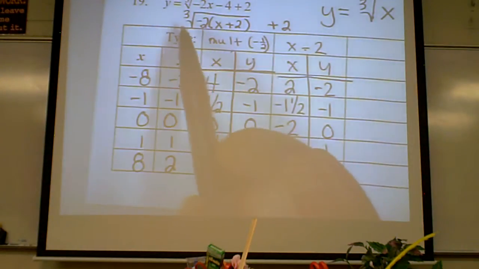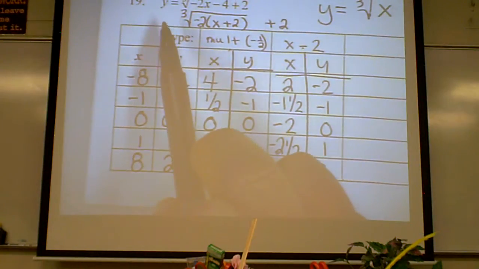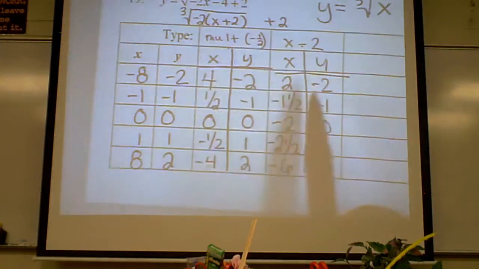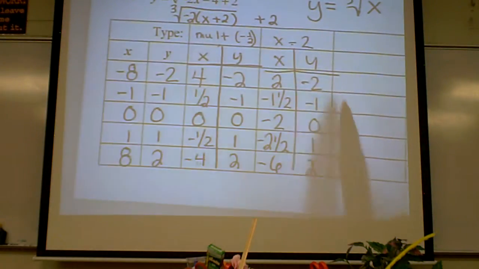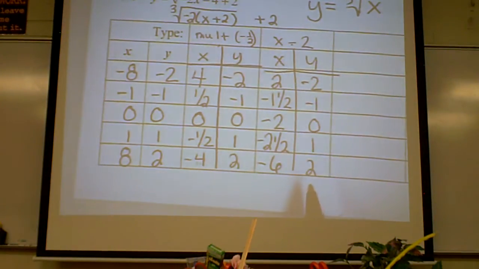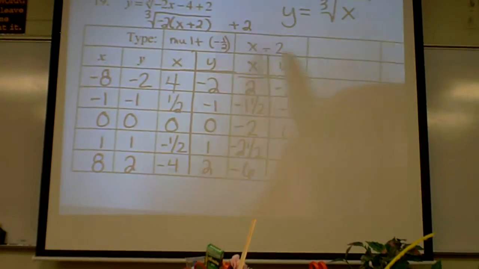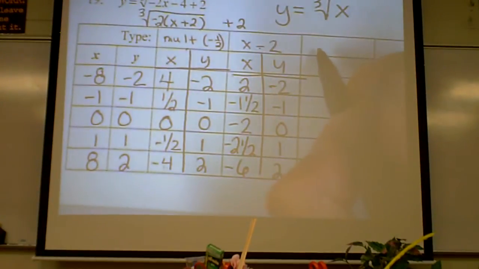Now, if there were a number out here, what would we do with that number? You multiply the y values. You take all your y values, if there was a number out here, you would take all the y values here and multiply them by that number. But you don't have to do that. What's the last thing you're gonna do? Add 2 to the y values.